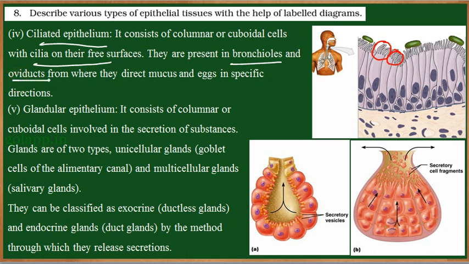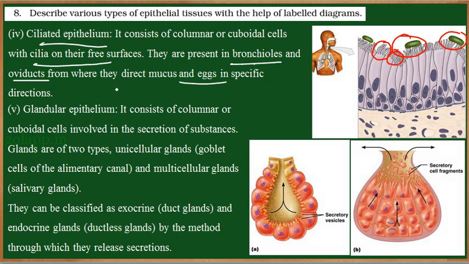They are also present in the oviduct in the female reproductive part. In the bronchioles, they help in transportation of dust particles and foreign substances which have been inhaled during respiration. In the oviduct, it helps in the transportation of the egg to the fallopian tube.